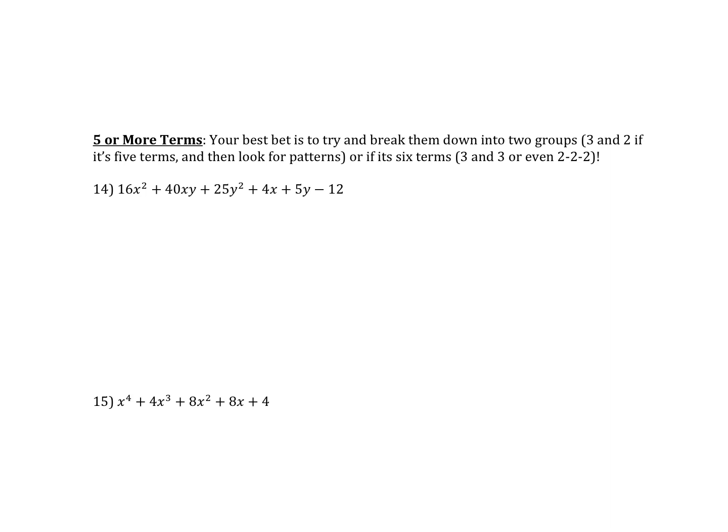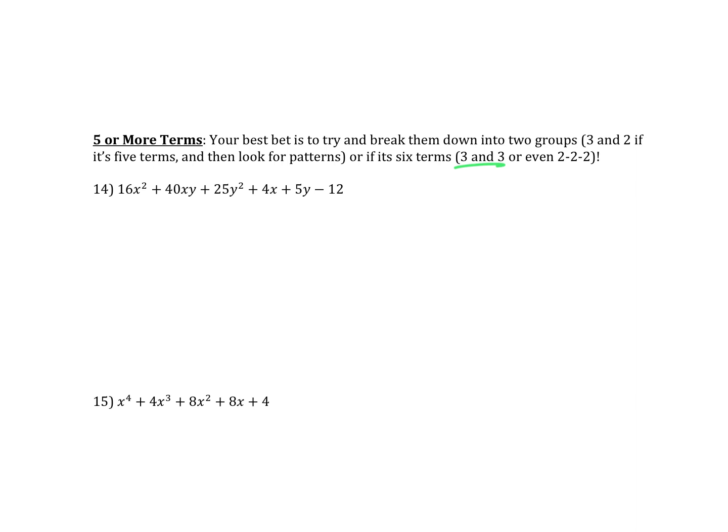My advice here was your best bet is to try to break it down into 2 groups, 3 and 2 if it's 5 terms, and then look for patterns. Or if it's 6 terms, break it down into 3 and 3, or even 2, 2, and 2. For example, we're going to start with number 14 here. What we're going to do is use the 3 and 3 method. As you do this more often, the more experience you'll have, you'll gain some more intuition as to when it's 3 and 3 and when it's 2, 2, and 2.